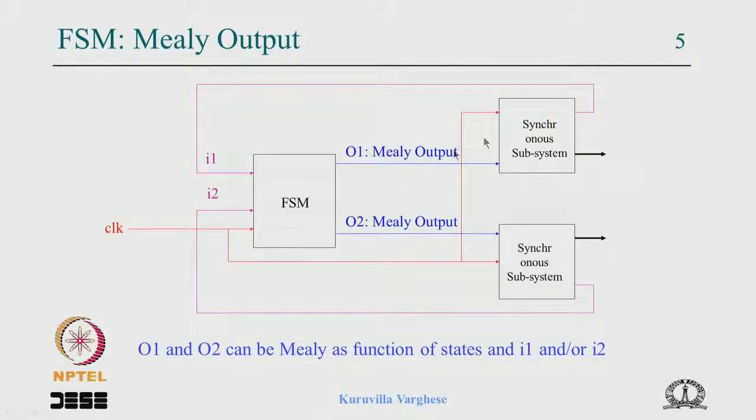Suppose in this case we are showing the FSM and two synchronous subsystems. As I said, it could be registers, counters and all working on the same clock, and some output is coming, and we can now generate this particular output of the FSM as a function of these synchronous inputs. So wherever you have synchronous input, you can generate the output as a Mealy type output, which will have better timing, it comes earlier, and it has fewer states and so on.